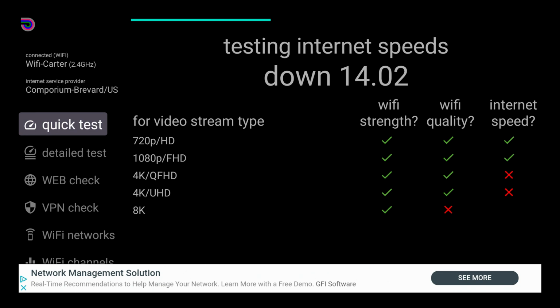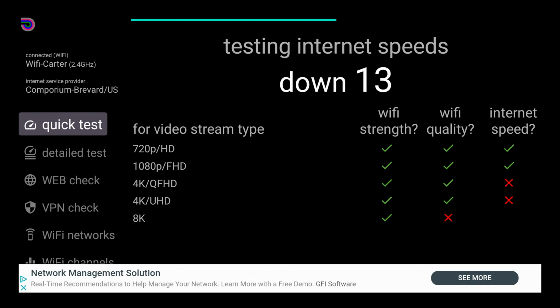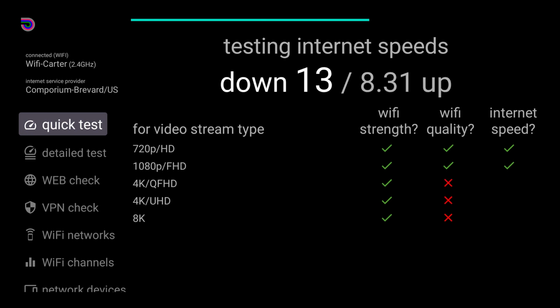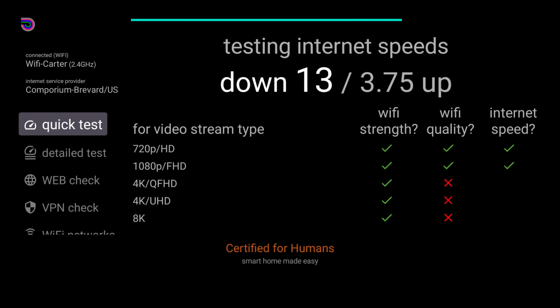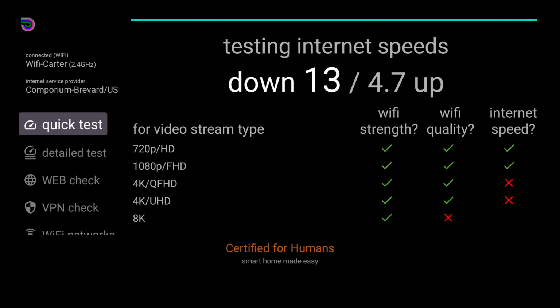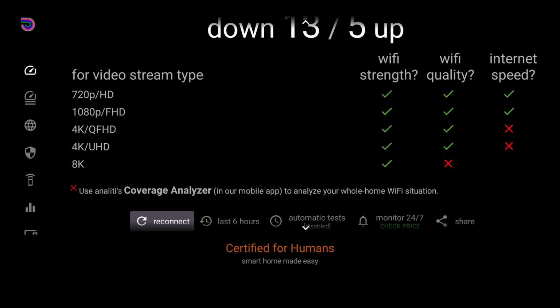Sometimes internet connections fluctuate. You want to make sure it's consistent. So right now, as you can see, the first time I ran this, it was at 19. The second time I'm running this, it's at 13. So my internet always fluctuates, and right now if I wanted to stream 8K quality, I wouldn't get that quality because my internet speed is too slow.